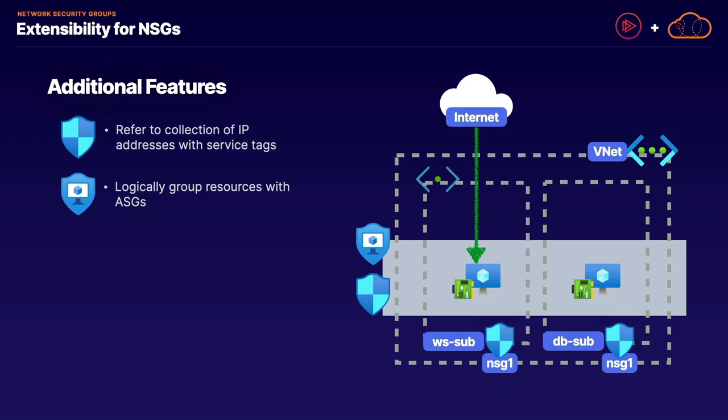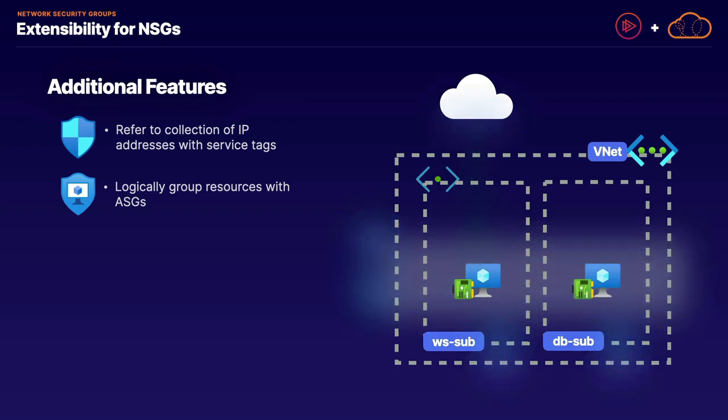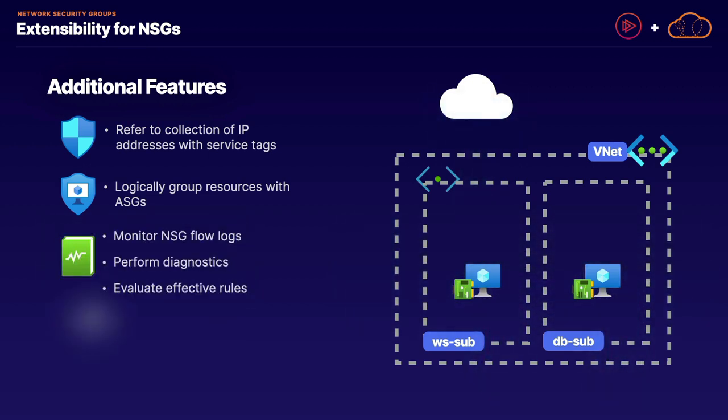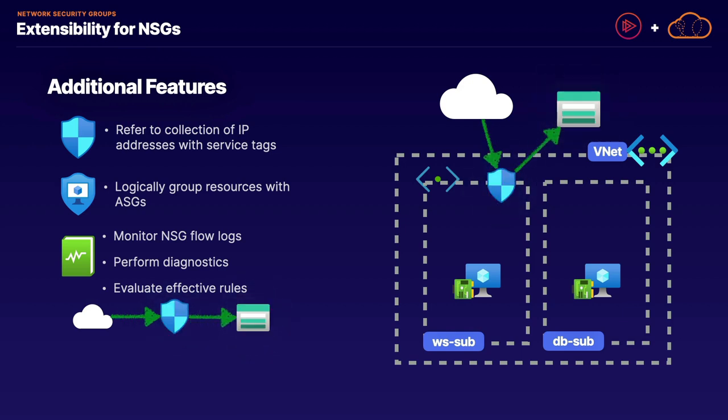Now, another thing that we will learn more about later in another lesson, but we want to at least mention now as an additional feature, is that we have the ability to monitor the flows of traffic through our NSGs using something known as NSG flow logs. And these allow us to perform diagnostics on those flows of traffic to evaluate the effectiveness of our rules. And what we have here is our traffic flowing through our NSG, and it's being archived into a storage account so that we can perform diagnostics on these flows of traffic to better understand the effectiveness of our security rules.